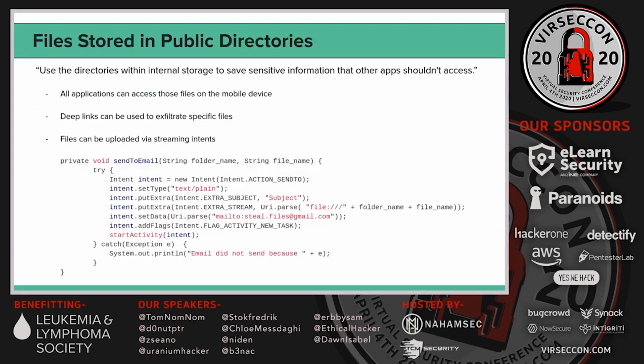Use directories within internal storage to save sensitive information that other apps shouldn't access. This is very important. When it's sensitive information and it's saved to external directories, that's when bad things can happen. All applications can access those files on the mobile device. Deep links can be used to exfiltrate specific files. Files can be uploaded via streaming intents. So here's an example that I used in one of my POCs recently, where I showed I could exfiltrate a file via email with a stream intent.